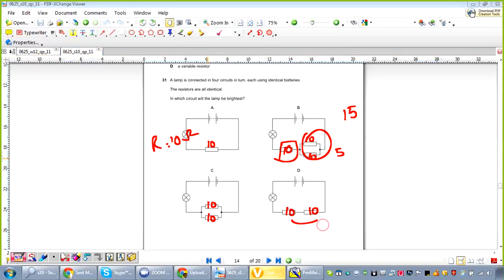Here this will be series, so 10 plus 10, 20 it will become. And here 10 and 10 are in parallel, so this is going to become 5. Here the resistance is minimum, so it will light the brightest. Here the resistance is maximum, so it will be least bright.